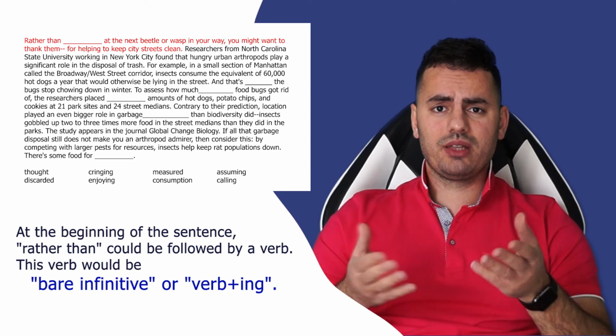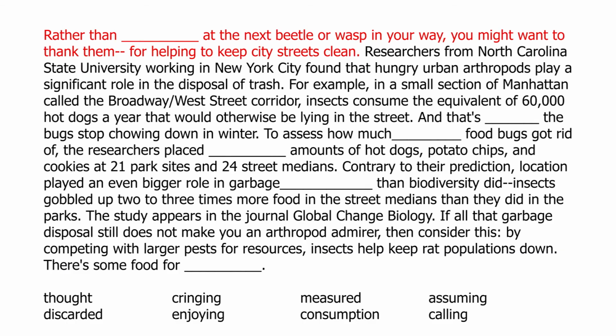So now let's check the given options. Do I have verbs in the base form? I have none of them. I only have verbs with ing, and there are 4 of them. Cringing, assuming, calling, enjoying. So one of those 4 options is correct, and I need to know which one.